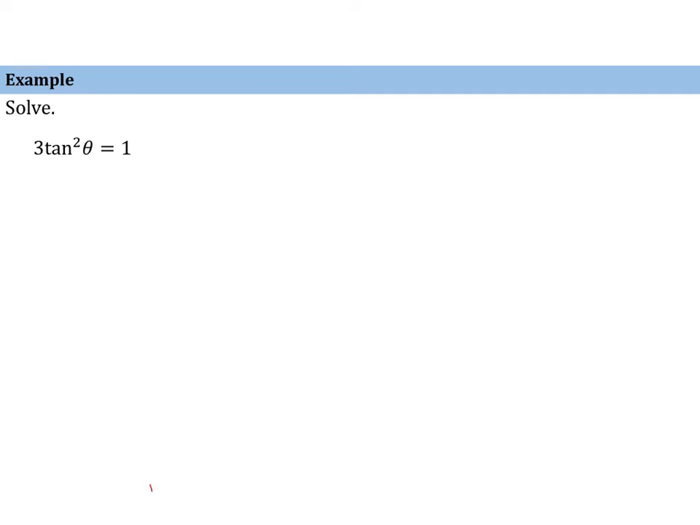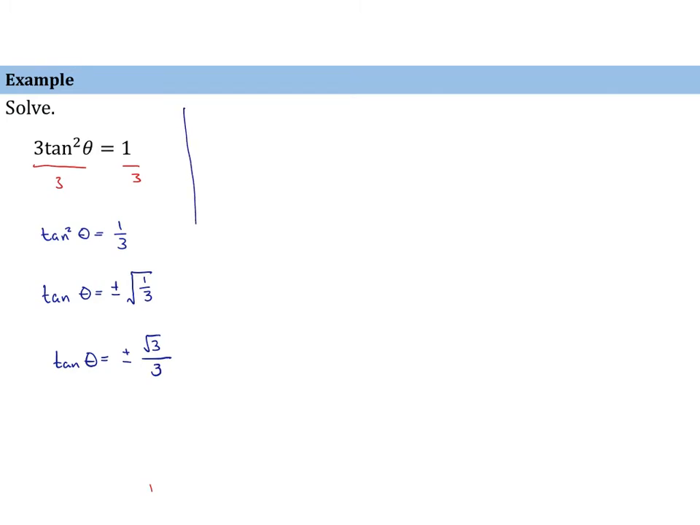Now let's look at an equation involving tangent. So here, we can divide both sides by 3, isolating our trigonometric function. And so here we have tangent squared of theta equals 1/3. And we can take the square root of both sides, and that would yield tangent of theta equals positive or negative square root of 1/3. Now if we rationalize that denominator, we have tangent of theta equals positive or negative square root of 3 over 3.